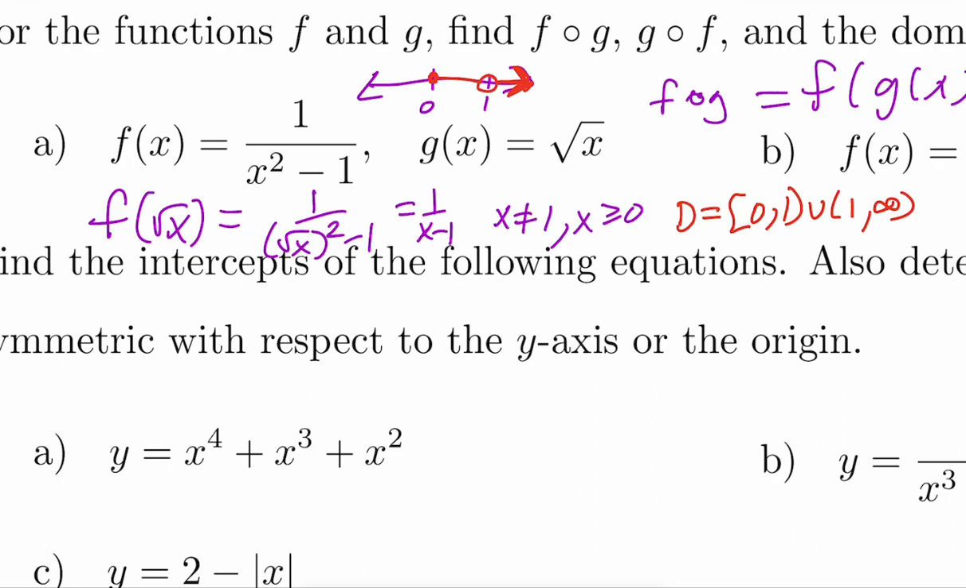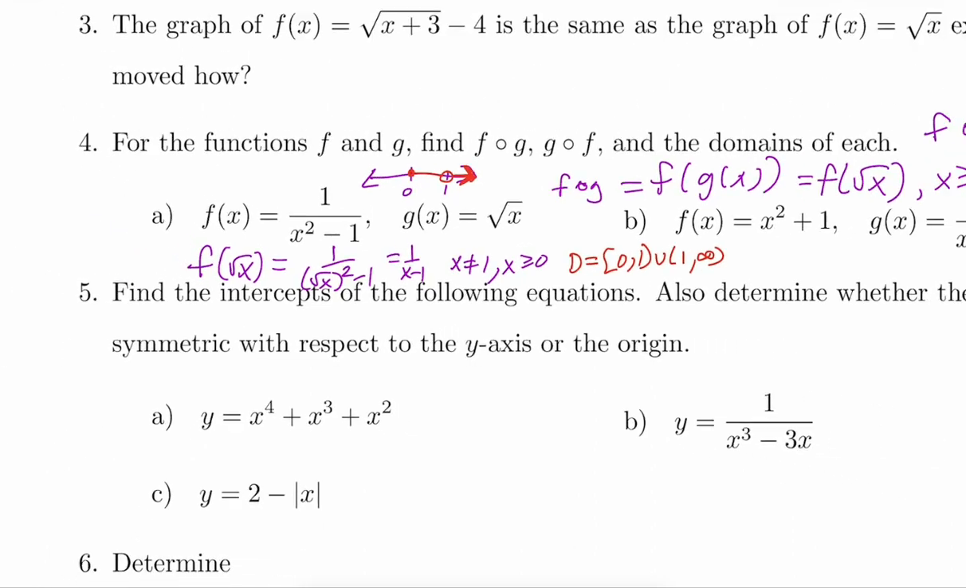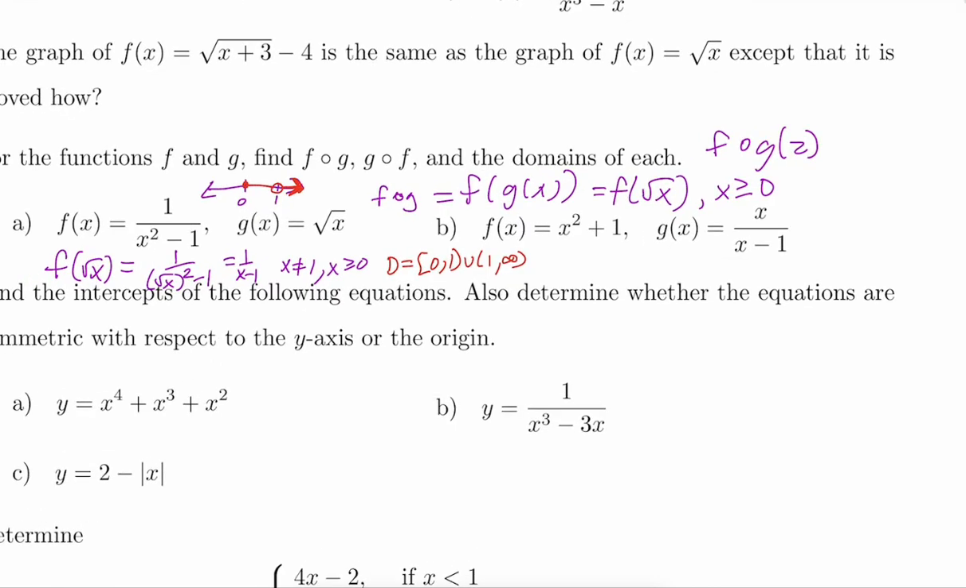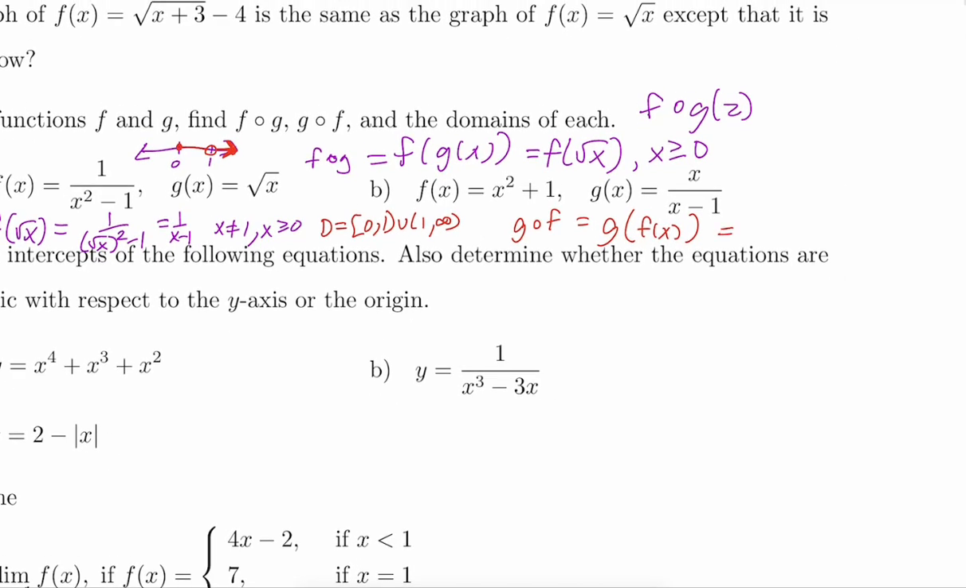So you first contemplate, what function do I start with? What causes issues with it? Then, if I stick it in, is there anything that doesn't work in my result? Do you see how that works? Okay, so let's now do g of f. G of f, we're sticking the f function in. So this is g of that fraction, 1 over x squared minus 1.